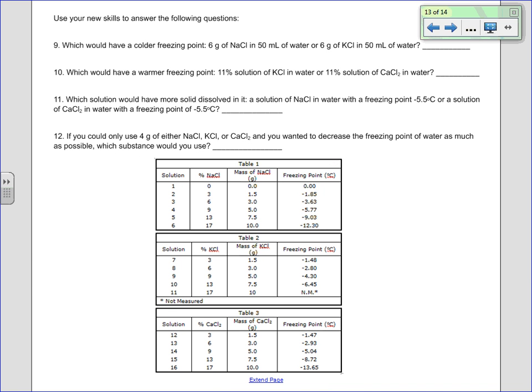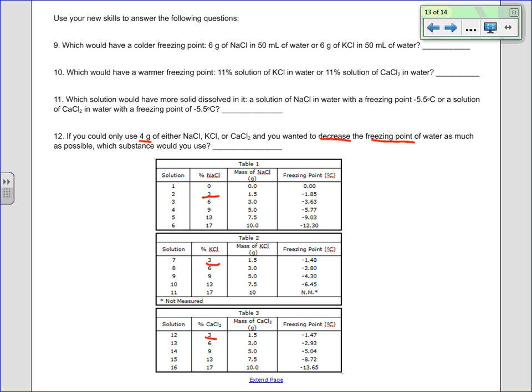All right, so we know we're only using 4 grams, but we have all 3 options. And we want to decrease the freezing point. We want it to be as cold as possible. Which one would we use? Well, if we look for 4 grams, it would be here, here, right here. Always between the 3 and the 6, closer to the 3 side.